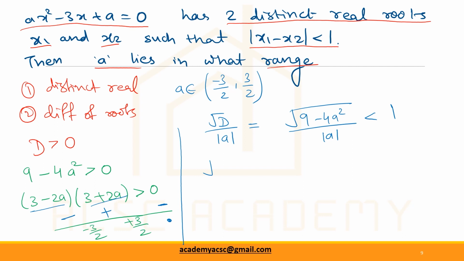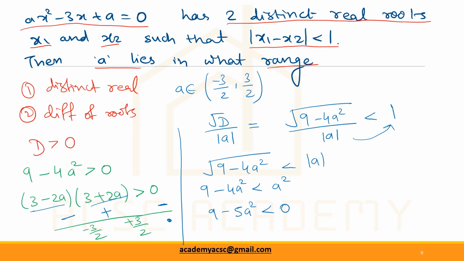Because this modulus is positive, we can shift that to the other side. The inequality will not change. So we get this less than mod a. We can square on both sides without any issues. 9 minus 4a squared is less than a squared. So 9 minus 5a squared is less than 0. This is what we are getting from here. So (3 minus root 5a)(3 plus root 5a) has to be less than 0.